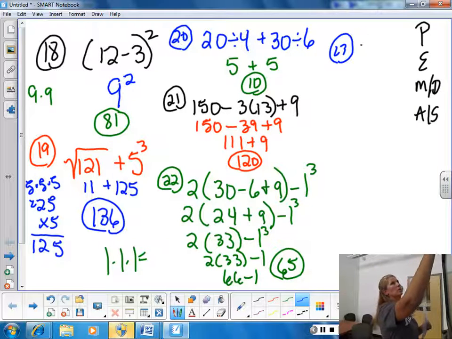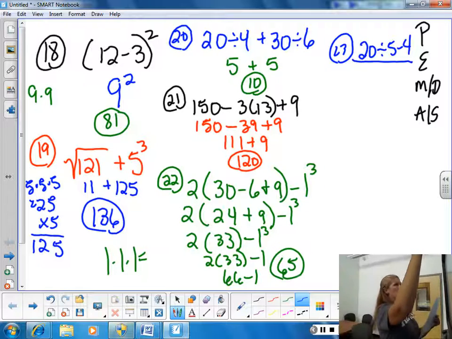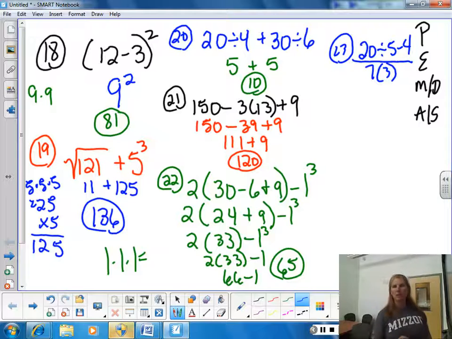Okay, number 23 is 20 divided by 5 minus 4 over 7 times 3. When I'm saying over, that means that there's a division problem in there. Take care of the top first, take care of the bottom second, and then you divide those two parts. 20 divided by 5 minus 4 on the top. Well, we're going to do the division before we do the subtraction. 20 divided by 5 is 4.